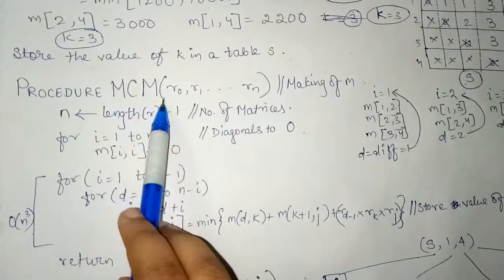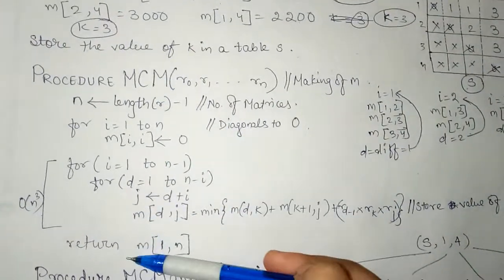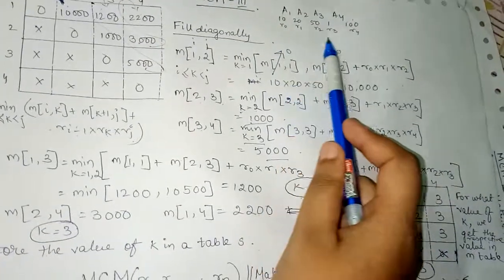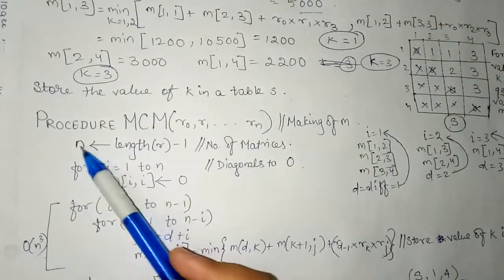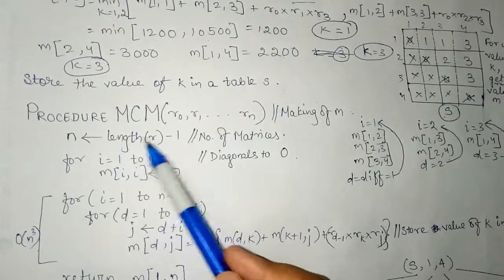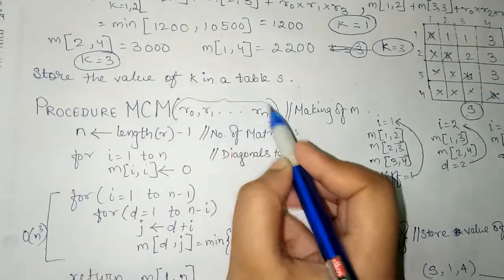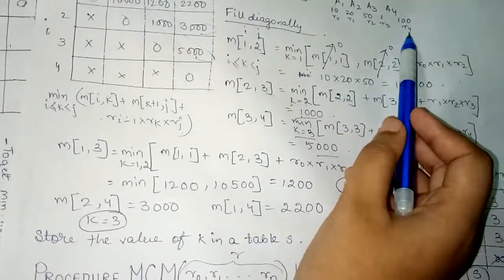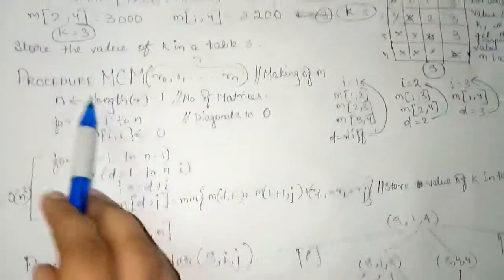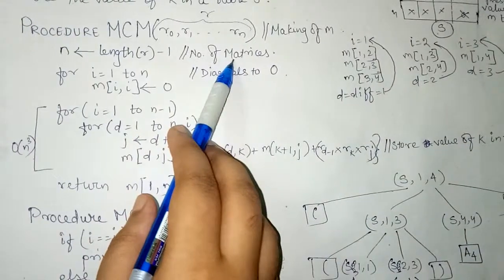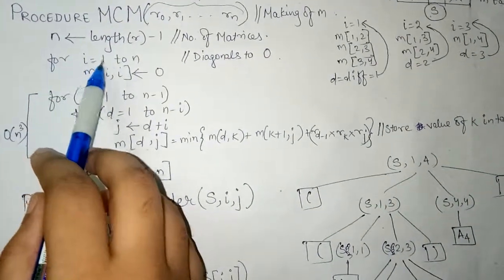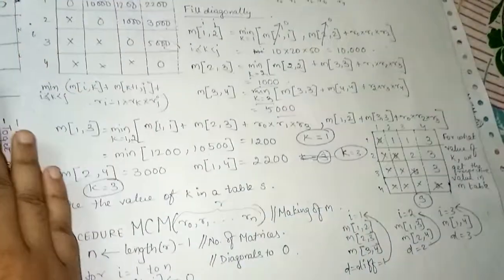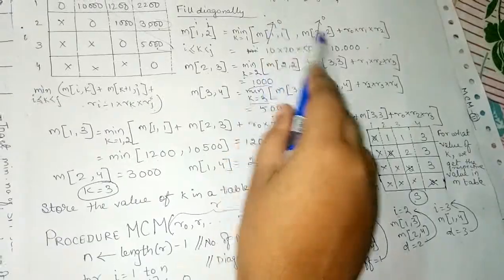Then the procedure MCM. This is the main algorithm from here to here, and it takes input, as I said earlier, the sizes r0, r1, r2 up to rn. So n is my number of matrices. This whole can be considered as an array named r, and n is length of r minus 1. We have here 5 numbers, but the size is 4, so n equals the number of matrices. Then for i equals 1 to n, first in the table we make these zeros. We don't have to fill about this, so we will not consider them, but we have to fill these as zeros because these are required.